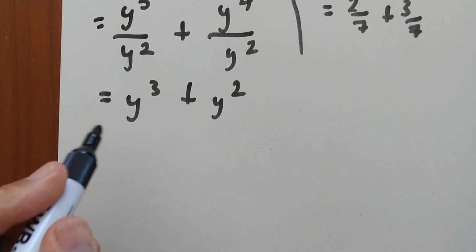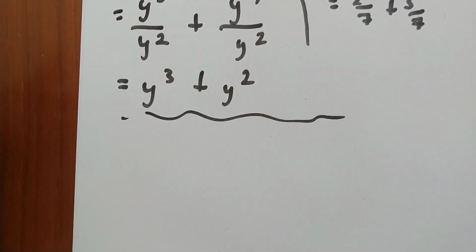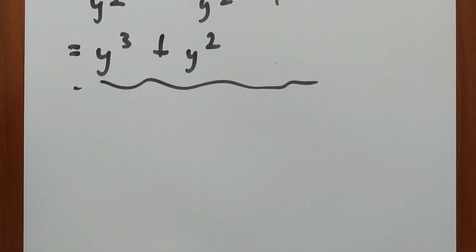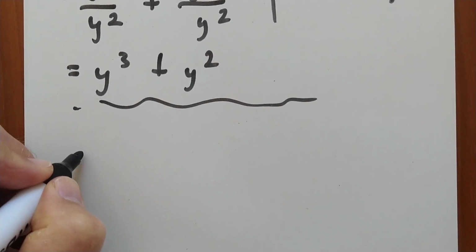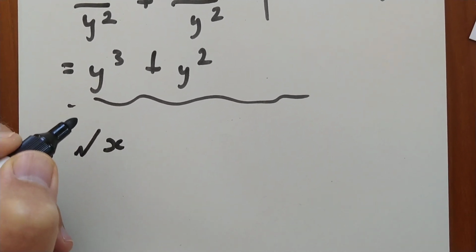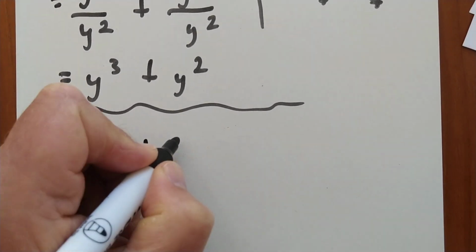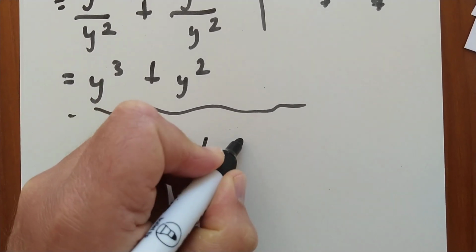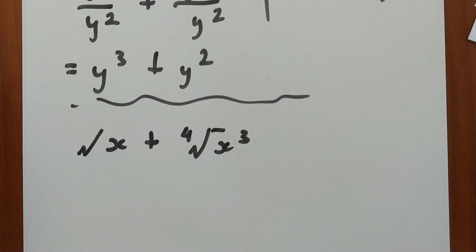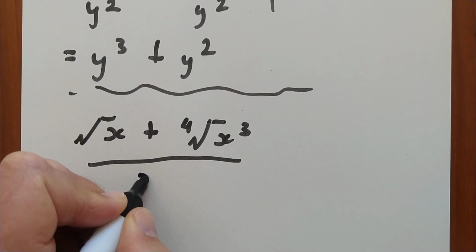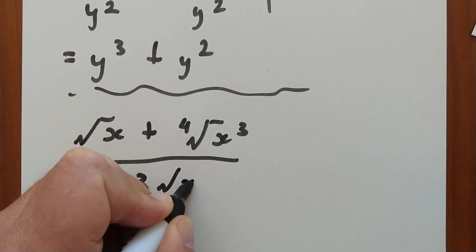Well, we could do the same thing in a trickier example. What if we had one that looked a lot worse, that looked like this? Square root x plus the 4th root of x cubed, all over 3 times square root x.